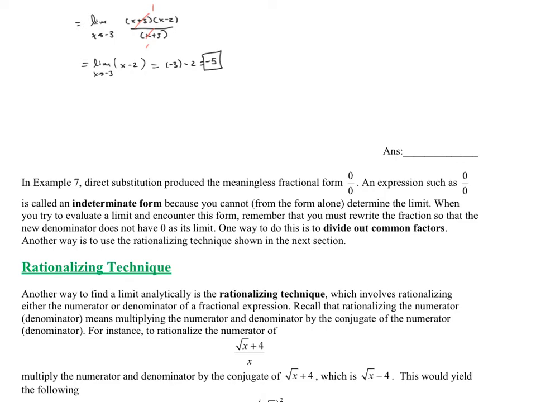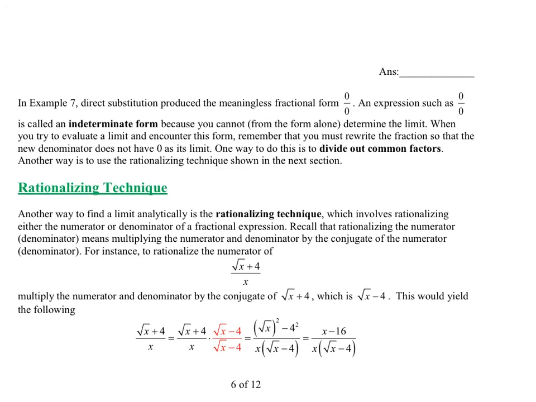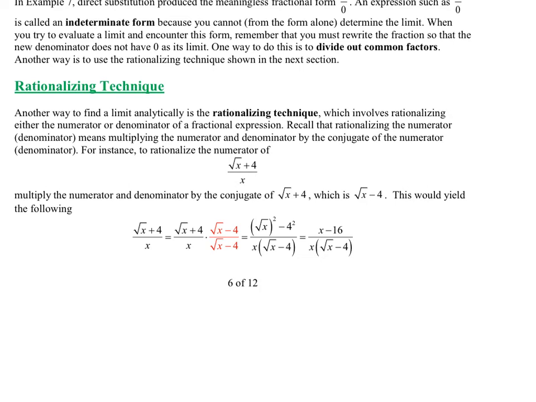The next one is if we get radicals. So one thing I need you to remember is rationalizing the denominator. Again, this was covered in your algebra and functions and lines review, so you should have seen this already. It says another way to find a limit is the rationalizing technique, which involves rationalizing either the numerator or the denominator of a fractional expression. When you did this in trig, you did it a lot. In algebra, you did it sometimes, you rationalize the denominator. Well, here it might actually be beneficial to rationalize the numerator. Sounds weird, but you might do it.